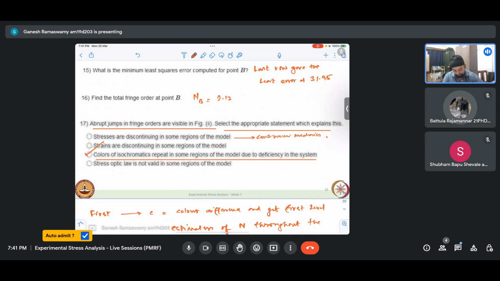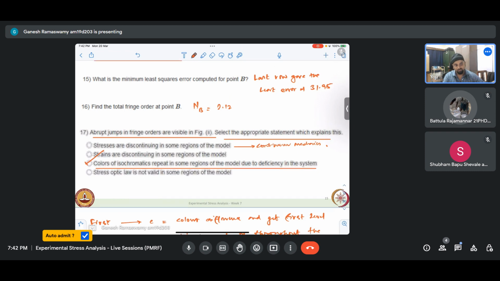Stress optic law is not varied in some regions of the model. We are trying to do whole field analysis in the elastic domain. So photoelasticity is definitely applicable. So stress optic law definitely holds. So that is not the reason. So I hope I've been able to give you some glimpse of what TFP was.